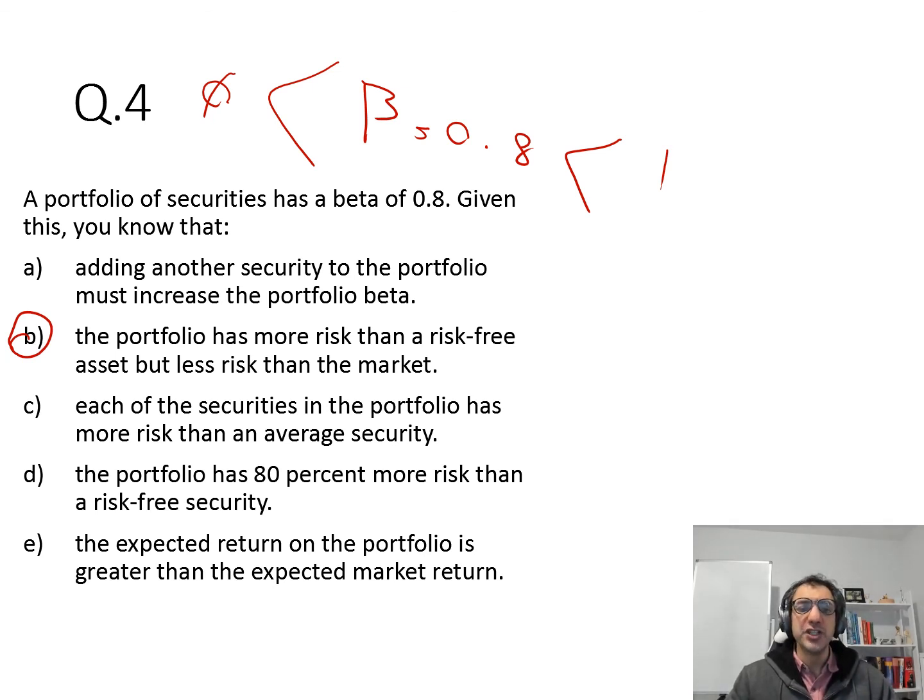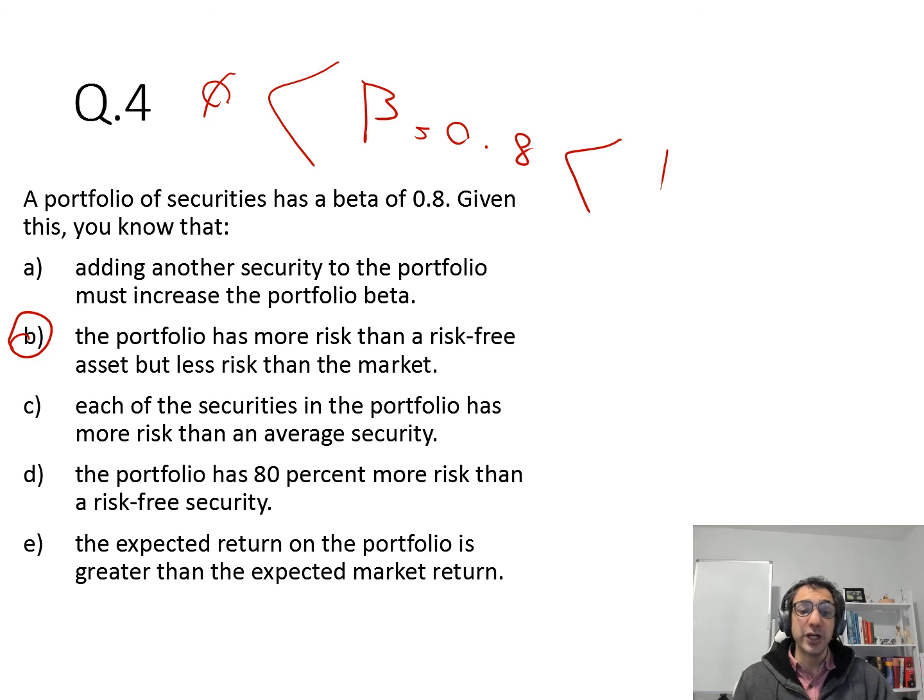C is saying each of the securities in the portfolio has more risk than the average security. We don't know that. It depends on the beta of each security. The beta of a security might be greater than 0.8 or less than 0.8. We can say the weighted average of the portfolio is 0.8, but we cannot judge the individual assets' betas. D says the portfolio has 80% more risk than the risk-free security. It's not correct. You're comparing 0.8 with 0, so it's not 80% more, it's actually not comparable.